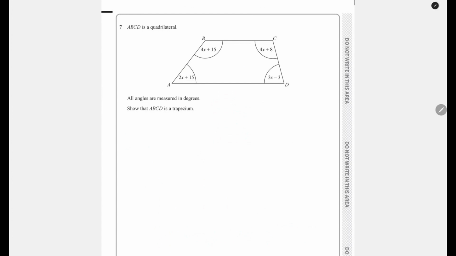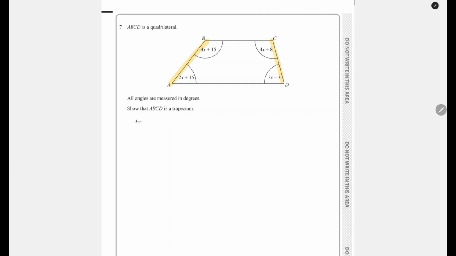Question 7 says ABCD is a quadrilateral. All angles are measured in degrees. Show that ABCD is a trapezium. So to show that this is a trapezium, we need to show that both angles 4x minus 5 and 2x plus 5 on this line equal to 180, or that these two angles 4x plus 8 plus 3x minus 3 equal to 180. Hence, by showing that those two angles are supplementary, the shape is a trapezium.